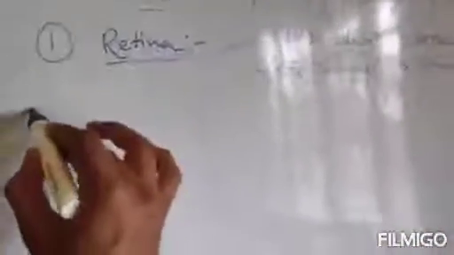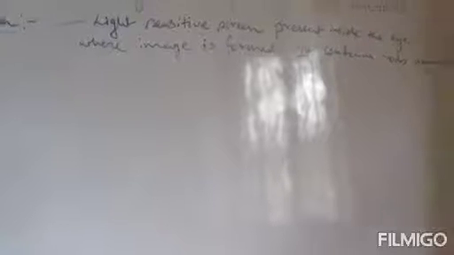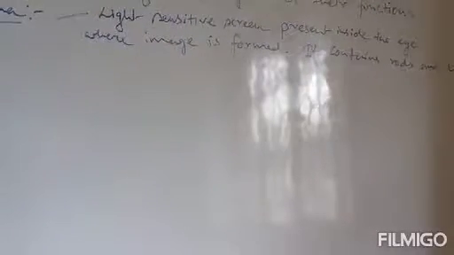What is its function? The function of the retina is that it captures light rays focused by the lens and sends impulses to our brain via the optic nerve. So basically this is the function of the retina.